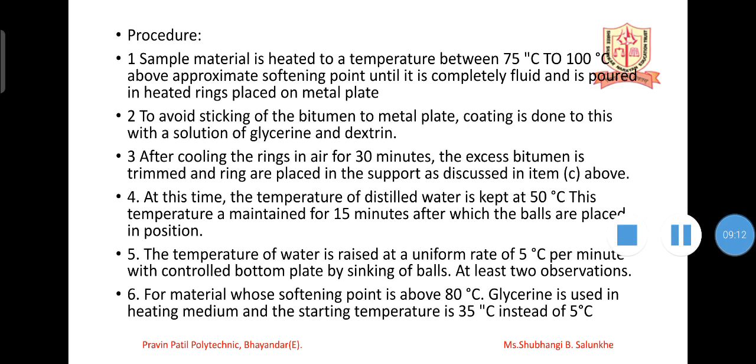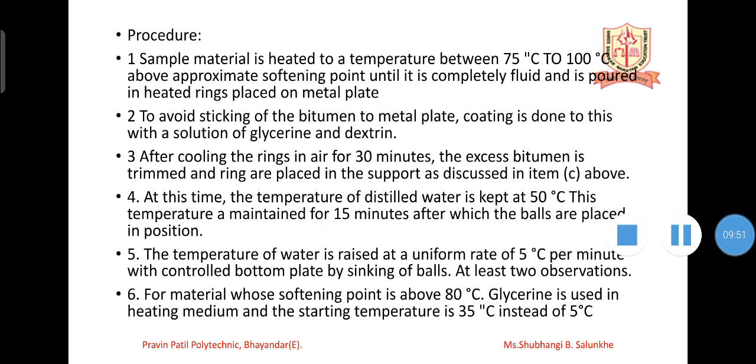Means bitumen, if there is a bitumen sample, you have to heat it so that your bitumen sample will completely change into a fluent form. That is at a temperature between 75 to 100. Whatever bitumen you are heating is in liquid form, so that liquid bitumen you have to pour onto a metal plate. To avoid the bitumen sticking to the metal plate, you have to coat it with a solution of glycerin or dextrine.